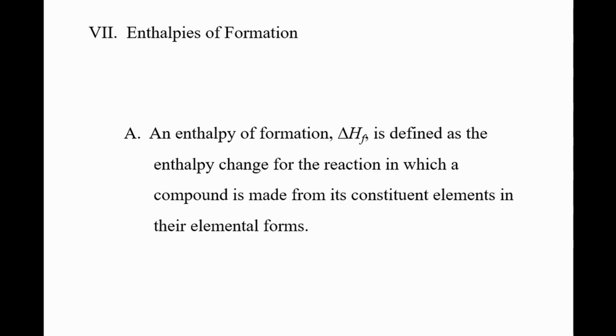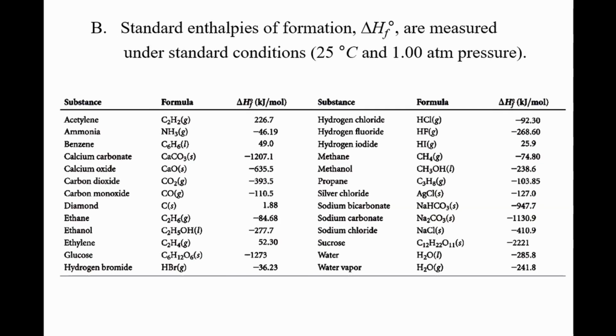Enthalpies of formation. They're tabulated in the back of your book. They're very useful. What are they? An enthalpy of formation is defined as the enthalpy change for the reaction in which the compound is made from its constituent elements in their elemental form. So basically, it's the heat given off when we form a compound from the elements. And here's just a small table of what you have in the back. You can look up this compound, and here's its heat of formation. And you see a bunch of different ones here, and they're all tabulated.